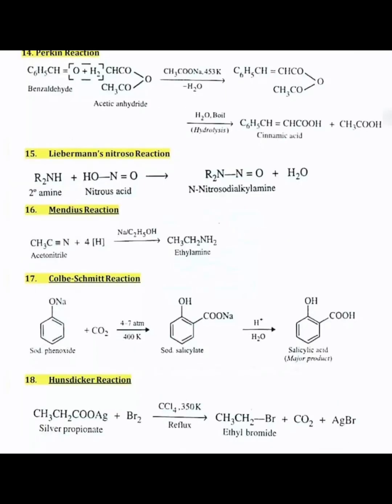Next name reaction is the Perkin reaction. When benzaldehyde reacts with acetic anhydride at a higher temperature of about 453 Kelvin with sodium acetate as a catalyst, it gives cinnamic acid as a major product along with acetic acid as a byproduct.